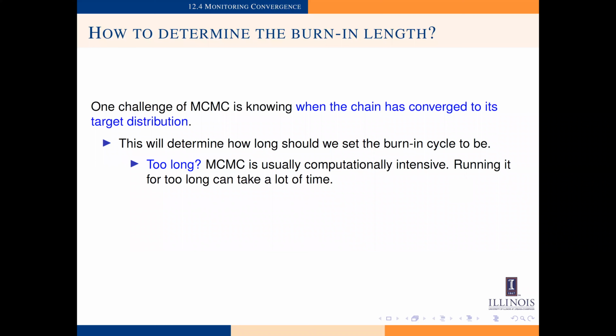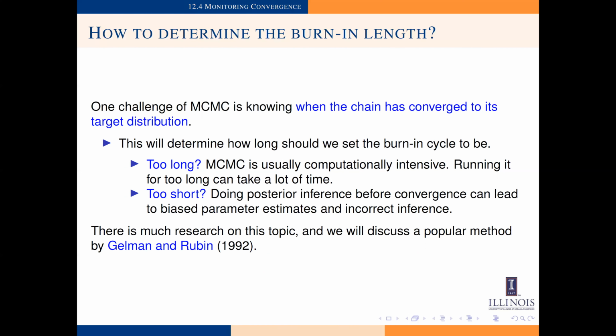Intuitively, if you set the burn-in to be too long, it means that you need to run your chain for a really long time. In practice, MCMC is usually computationally intensive, and running it for a long time can take a lot of time. On the other hand, if you set the burn-in cycle to be too short, then your post-burn-in cycles might not have converged to the stationary distribution yet. Doing posterior inference before convergence can lead to biased parameter estimates and incorrect inference.